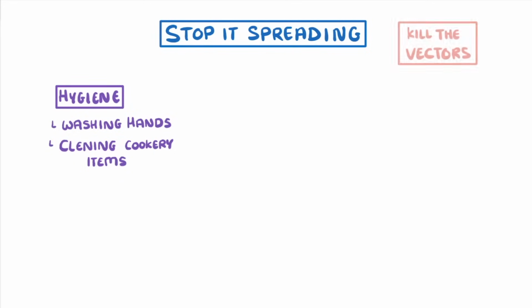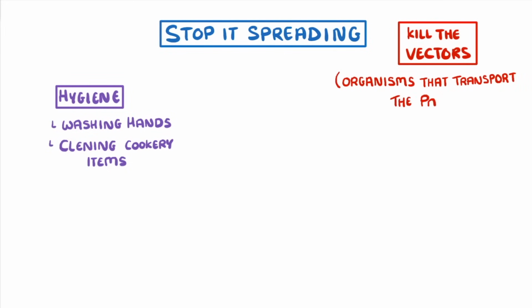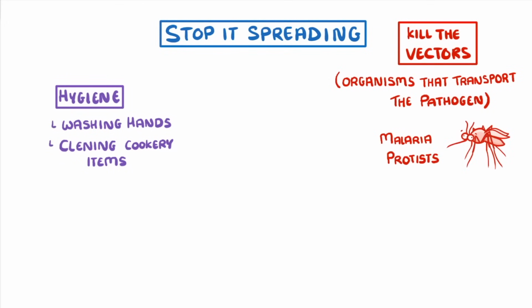In some cases, we can kill the vectors of the pathogens, which are the organisms that transport the pathogen, such as mosquitoes, which transport the malaria protists. In the case of insect vectors, the easiest way to do this is by spreading insecticides, which are chemicals which kill insects.